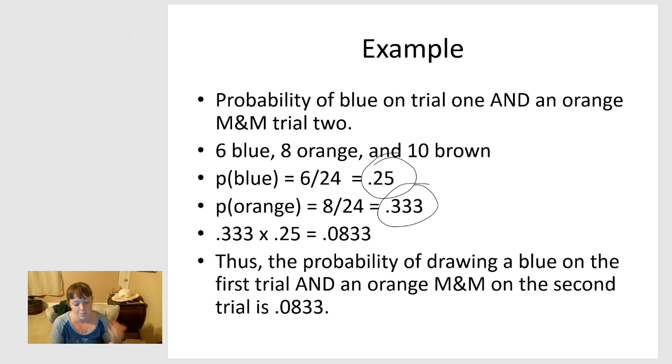And the multiplicative law allows us to ask an AND question. What is the probability of event A and event B occurring? As long as they're independent, you just multiply them together. 0.333 times 0.25 is 0.0833. And you're done. Hooray! Now again, this doesn't work if the events are not independent.